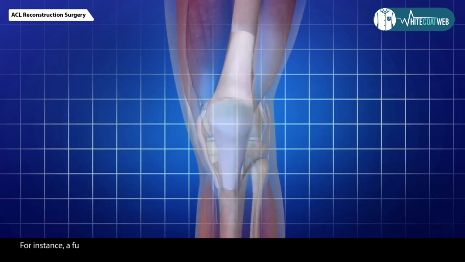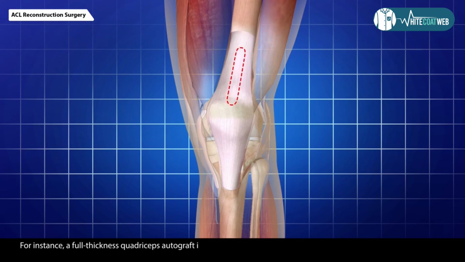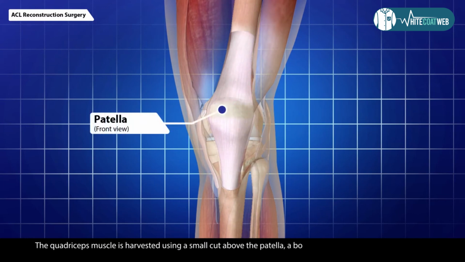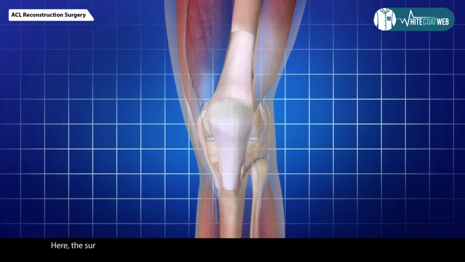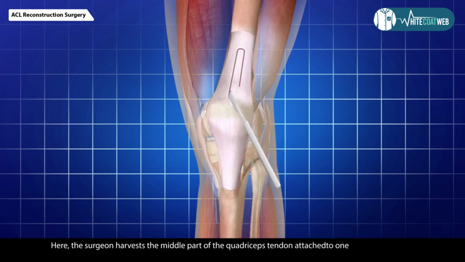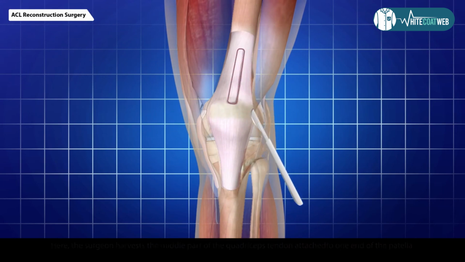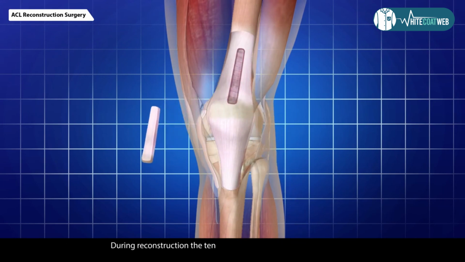Your surgeon will select the reconstruction method suitable for you based on your age and activity level. For instance, a full-thickness quadriceps autograft is recommended for individuals with pre-existing conditions and large injuries. The quadriceps tendon is harvested using a small cut above the patella, a bone located in front of the knee joint. Here, the surgeon harvests the middle part of the quadriceps tendon attached to one end of the patella. During reconstruction, the tendon is reinforced using suture material.